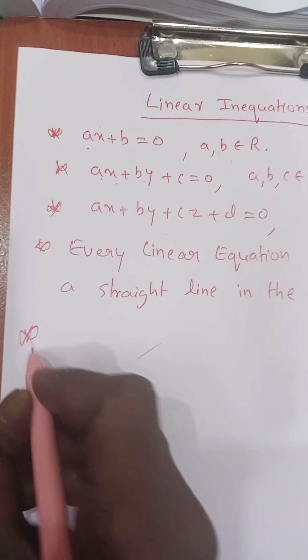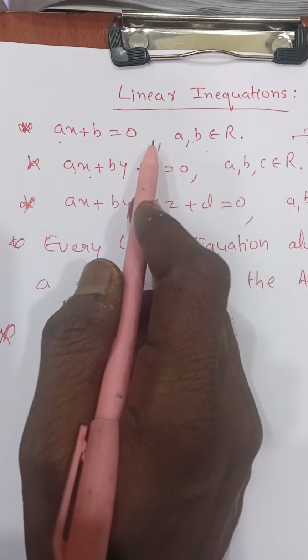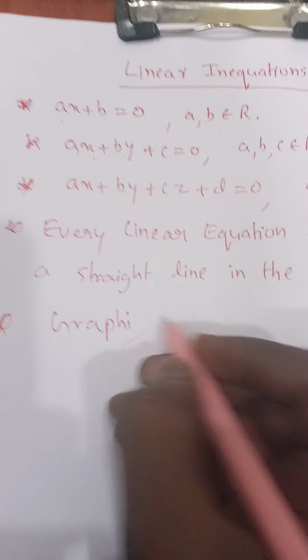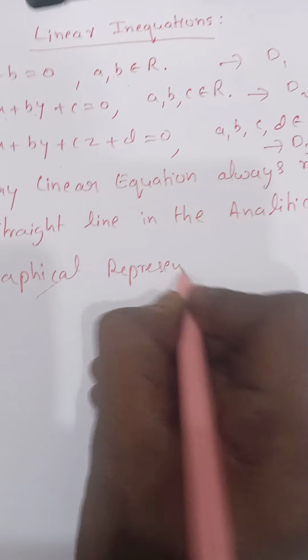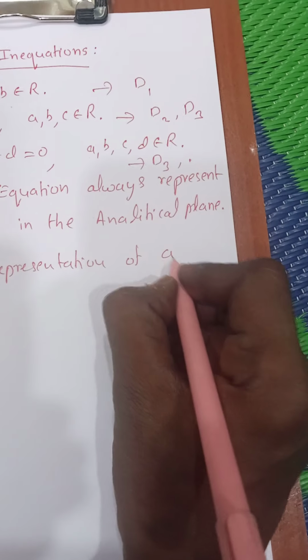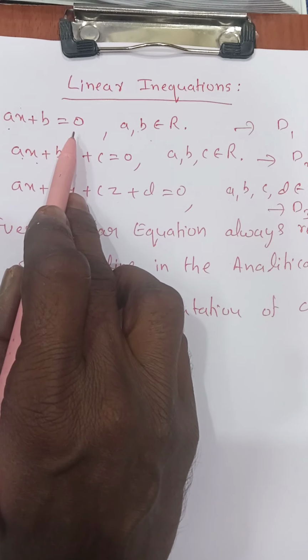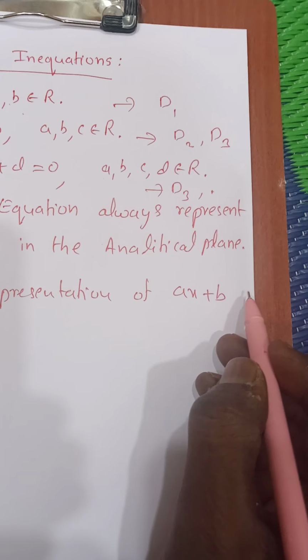Now I'm going to represent the graph of ax plus b in the analytical plane, that is the graphical representation of the linear polynomial only, ax plus b. I am not considering the linear equation, so it is only a linear polynomial. Why? Because it is not equated to 0 here.